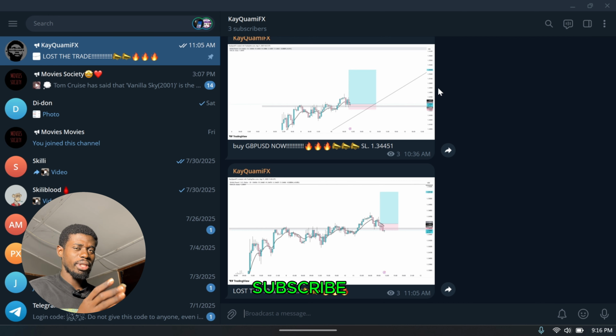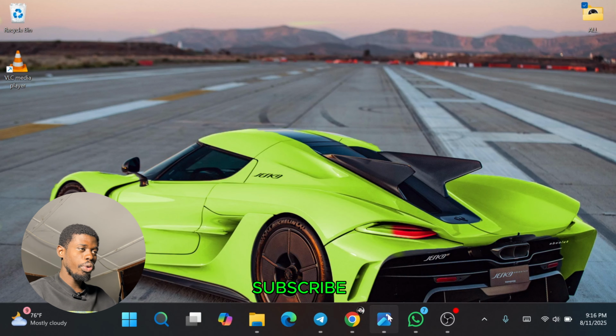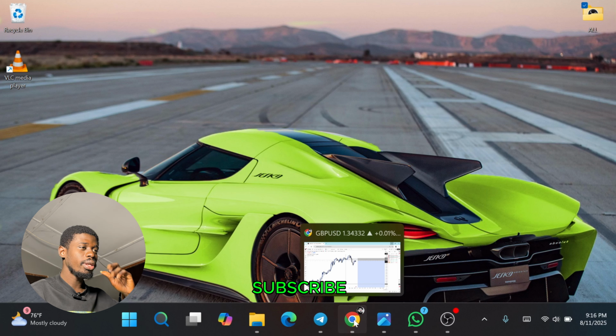But I think for some reason the market kind of did its thing, and then the bias has kind of changed. And so yes, we are selling rather than buying. We'll be selling GBP USD, and I'm already selling AUD USD as well.